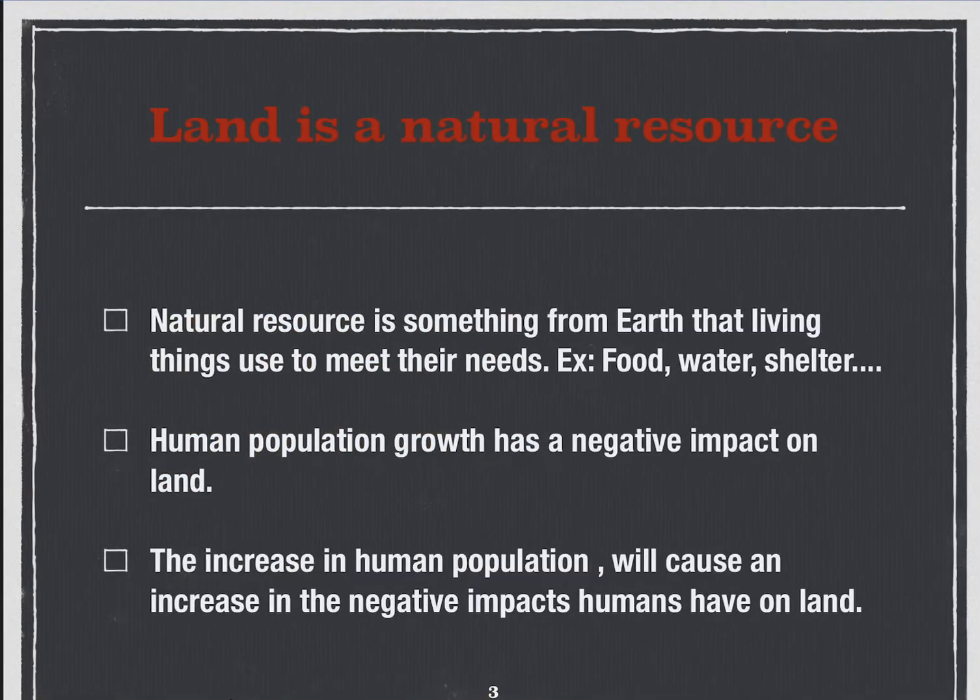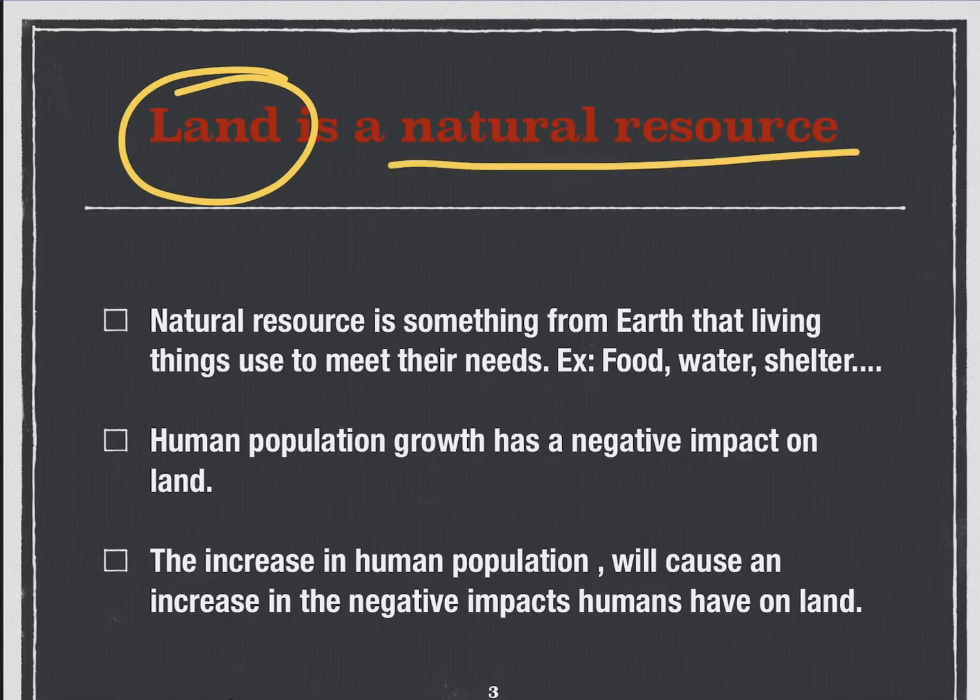But before we start, we need to know what land is. Land is a natural resource. A natural resource is something from Earth that living things use to meet their needs, the things that they need to stay alive. Examples are food, water, and shelter.